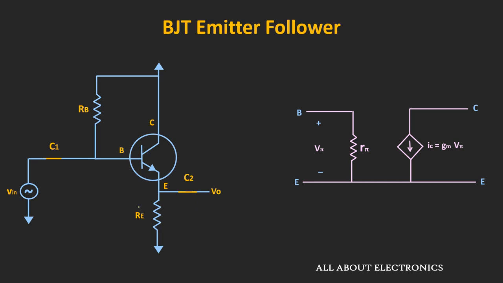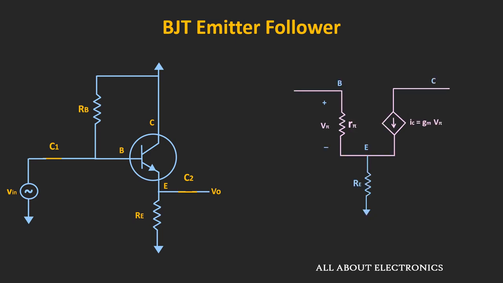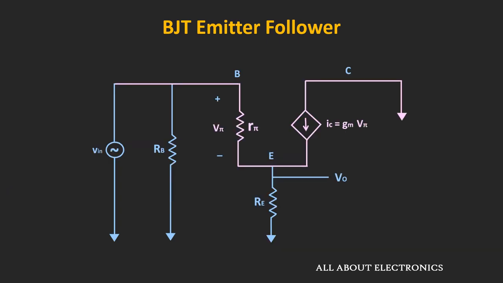Now if you see over here, this emitter resistor is connected between the emitter and the ground terminal. So in the AC equivalent circuit, it can be shown like this. And here, the output is also taken at the emitter terminal. Apart from that, this base resistor and the input signal are connected between the base and the ground terminal, while this collector terminal is connected to the ground terminal. So this is the AC equivalent circuit of the emitter follower.